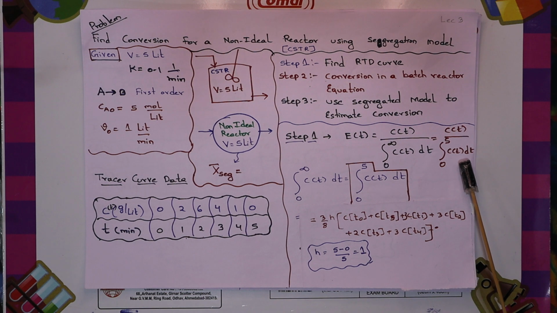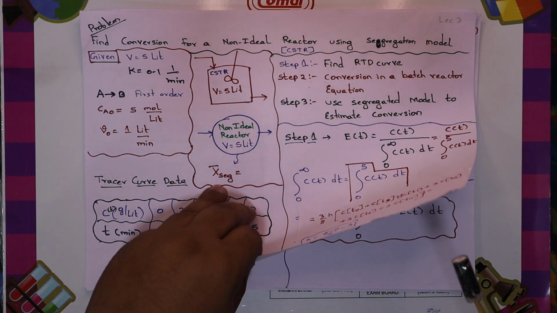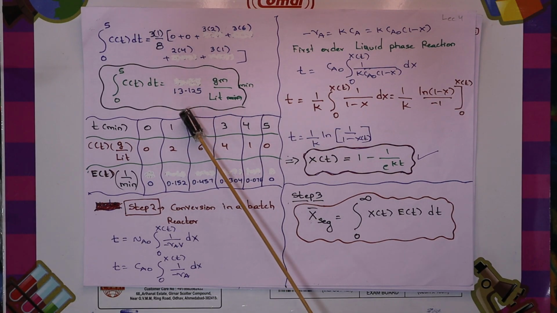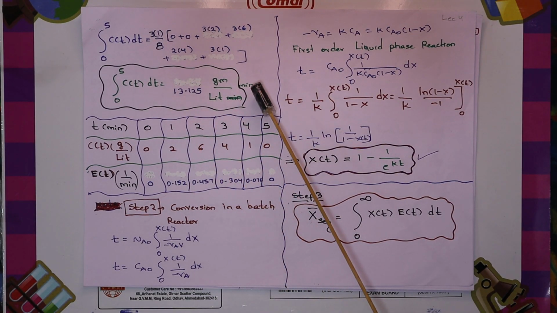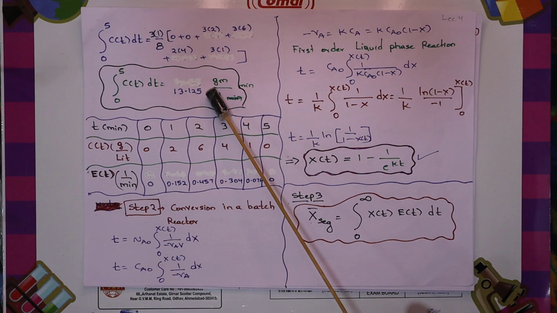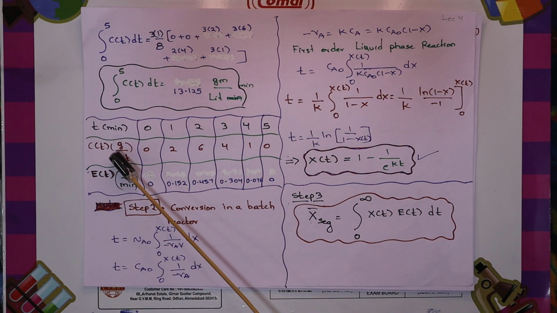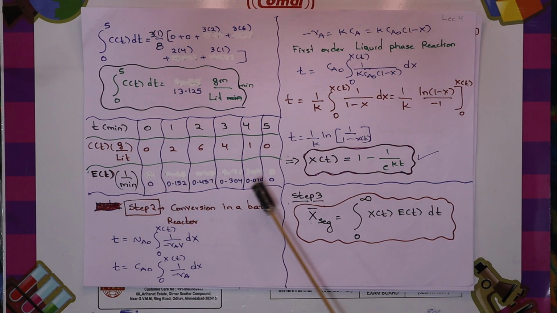Okay, then I got the information about the integral from 0 to 5 of C of t dt. Then using this function I can calculate the E of t. So C of t I have got, that 13.125 gram per liter into minute. So from this I can calculate the E of t data. So time information, concentration information and E of t information, all the three informations I have received.